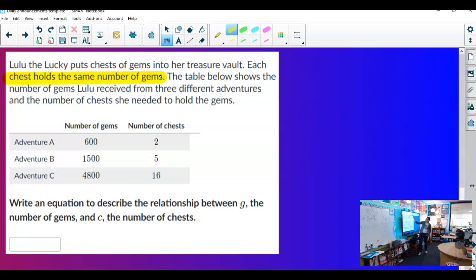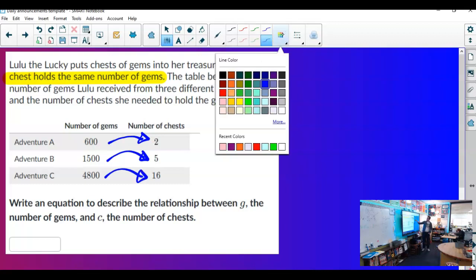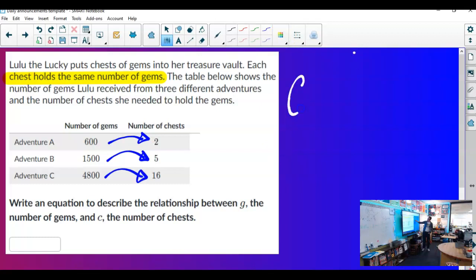Okay, so adventure 1, 600 related to 2 chests. So they're saying there's some relationship there that should hold true for all of them. Write an equation to describe the relationship between G, the number of gems, and C, the number of chests. So I can write this 2 different ways. I can either write gems equals, or I can write chests equals. Guys, even if you haven't tried this activity yet, you might want to be paying attention to this.